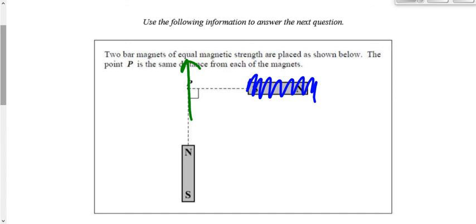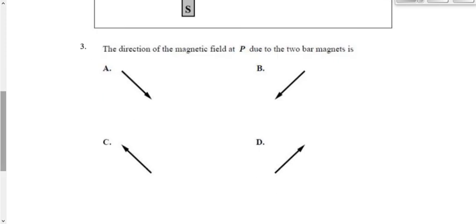Now let's pretend the other one's not there. The magnetic field caused by the bar magnet that's shown right now goes to the right, toward the south. So we got a magnetic field that goes away from the north, we got one that goes toward the south, and the combined magnetic field there is going to go, well, about halfway in between, up and to the right. So the answer for this one is going to be D.